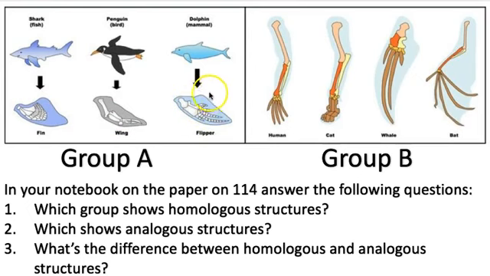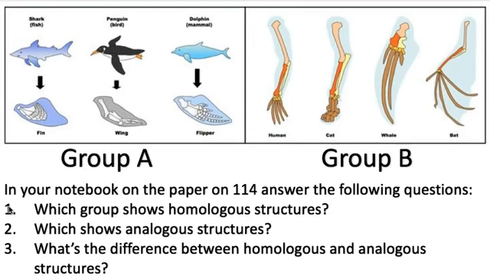That's group A. And then we have over here group B, a human, a cat, a whale, and a bat, and you can see inside of their forelimb. And what I want for you to do is answer three questions for me. And you're going to write down your answers on the actual notebook paper itself on page 114.